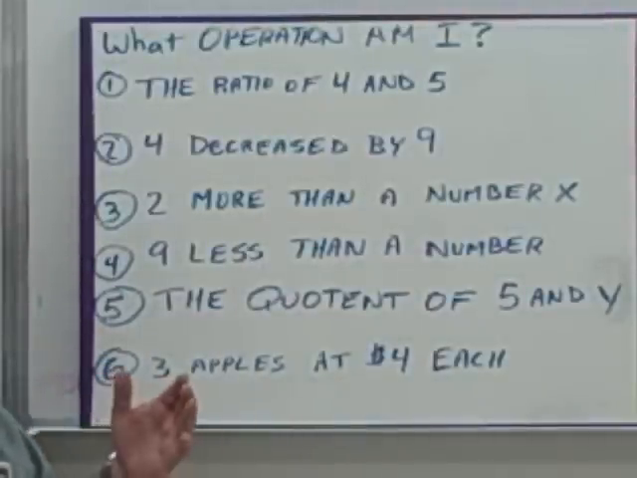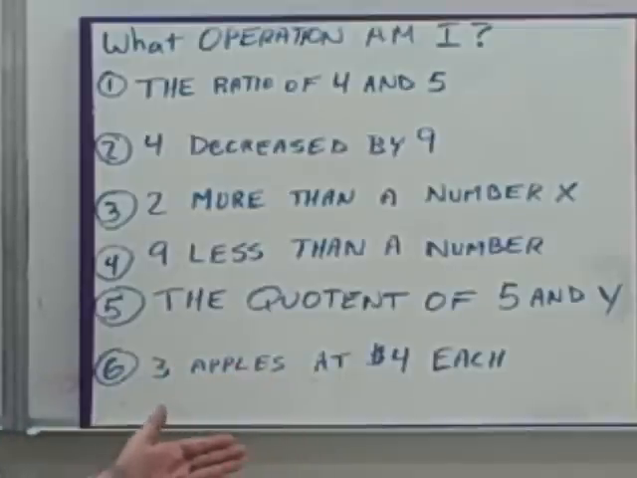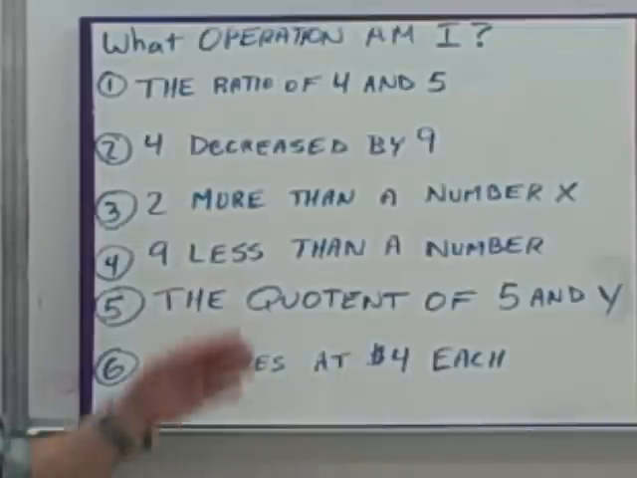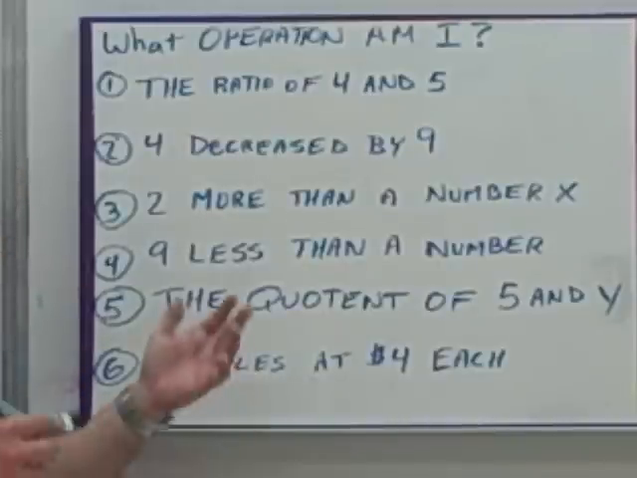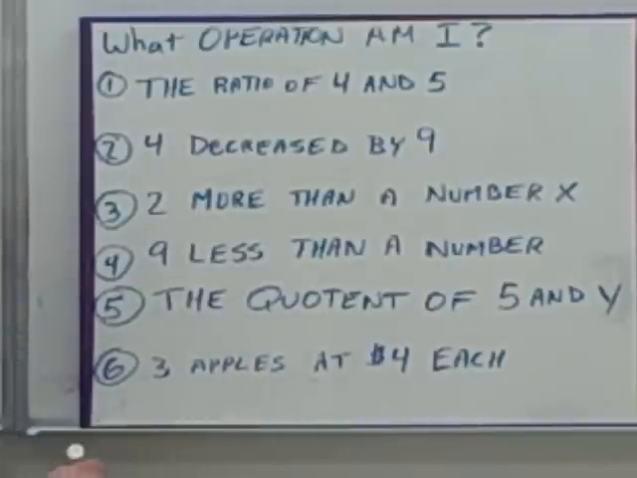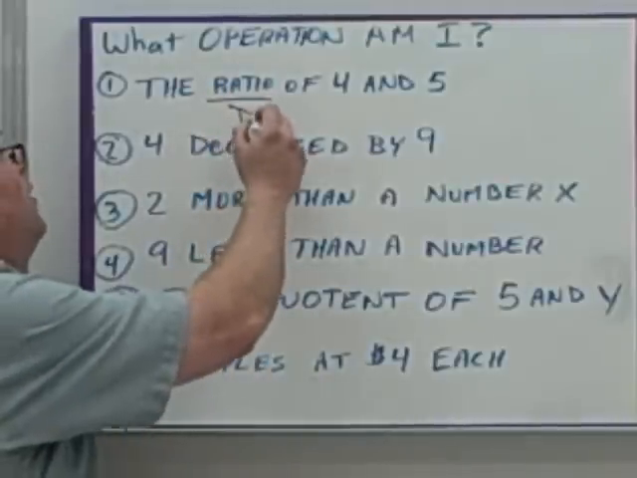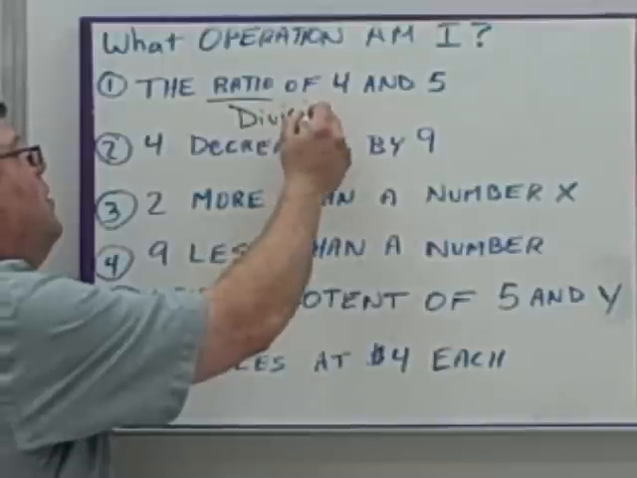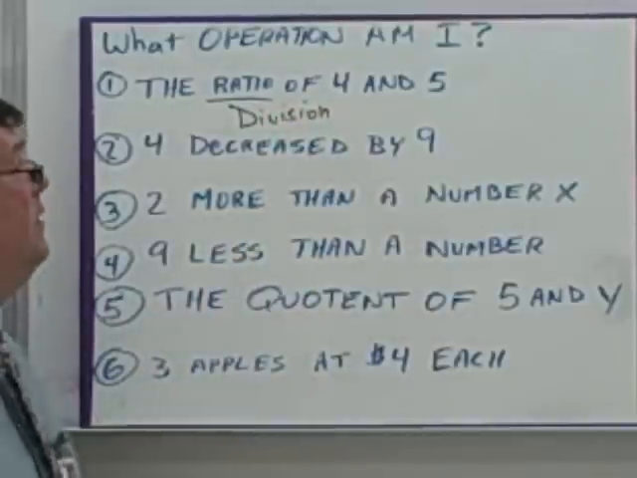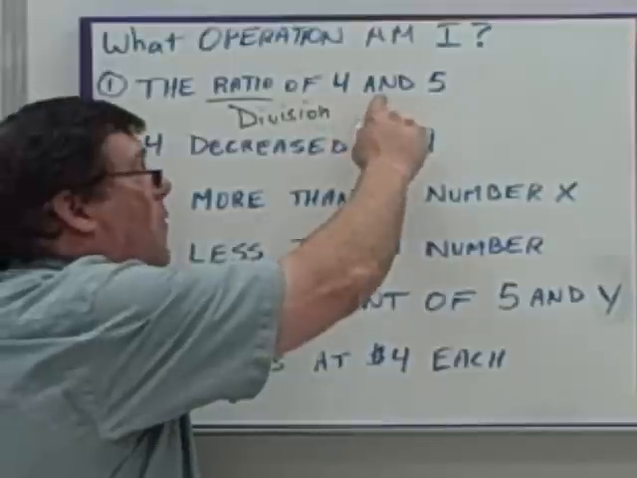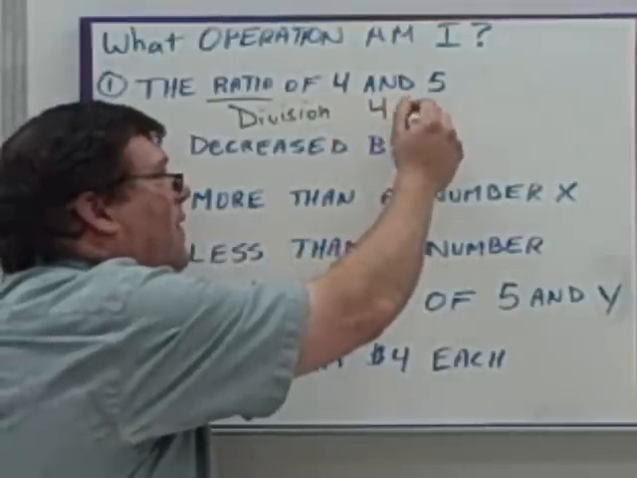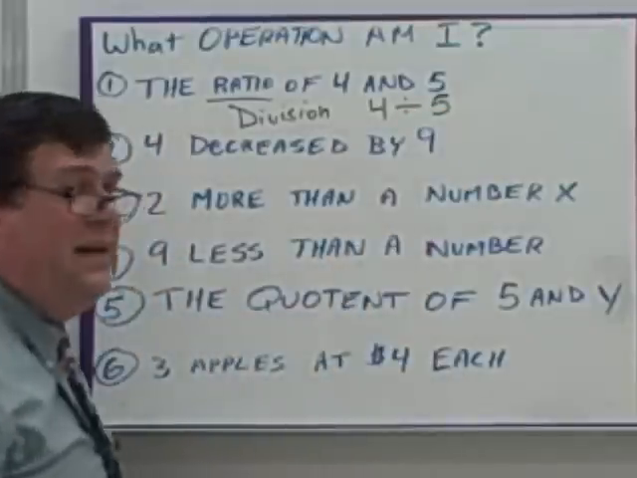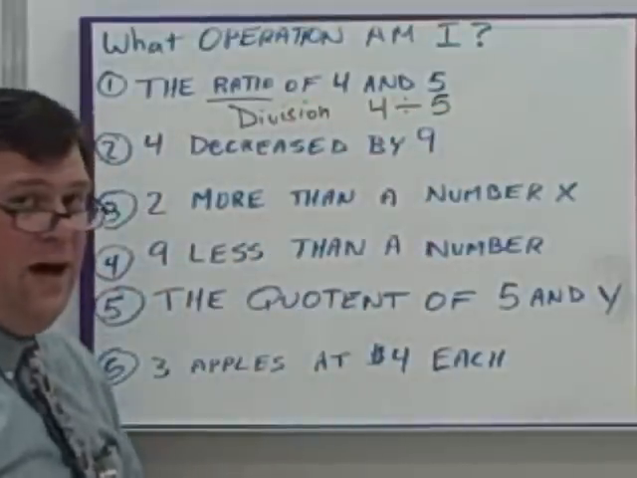All right. Now that we got those words there, let's look at what operation am I? Well, we're looking at the ratio of 4 and 5. All right, so what operation is that? Here's the key word, ratio. Ratio is a key word for division. So we are dividing. What are we dividing? We're dividing 4 and 5. The first number comes first, then the division, then the second number, 4 divided by 5.